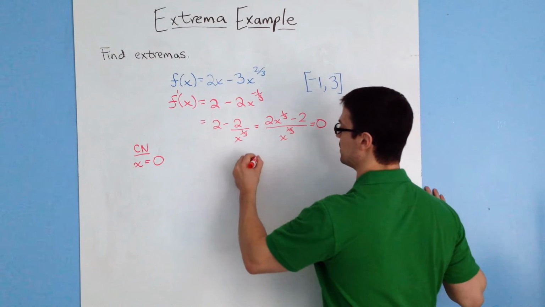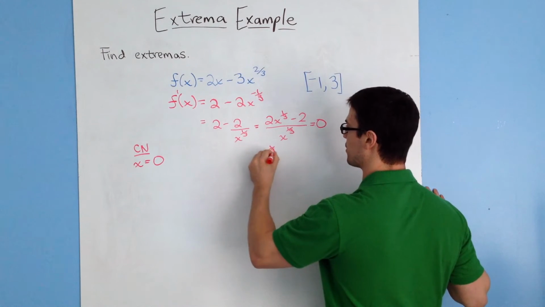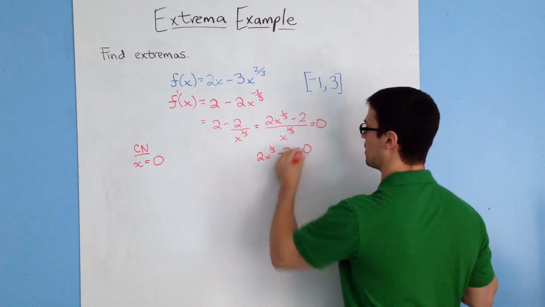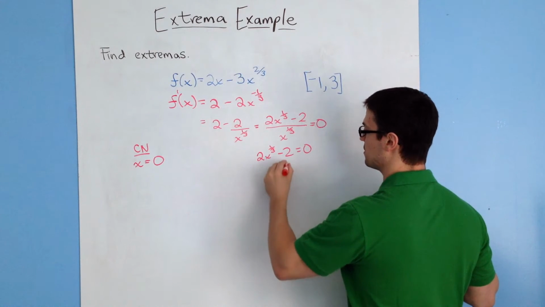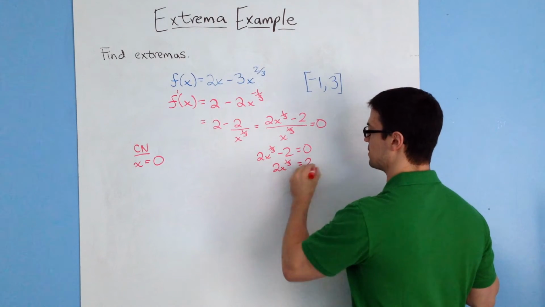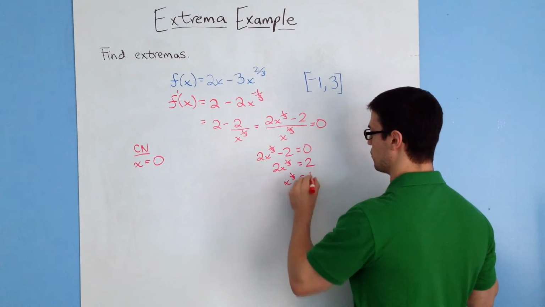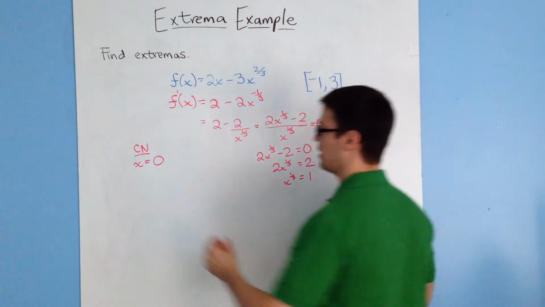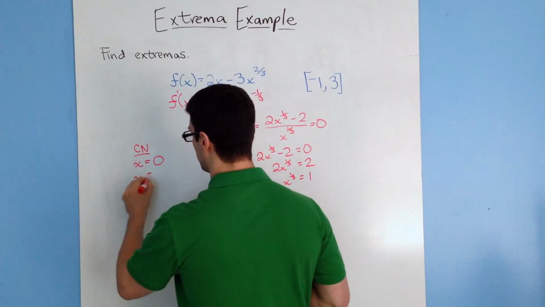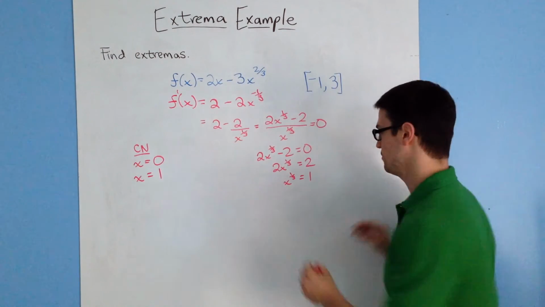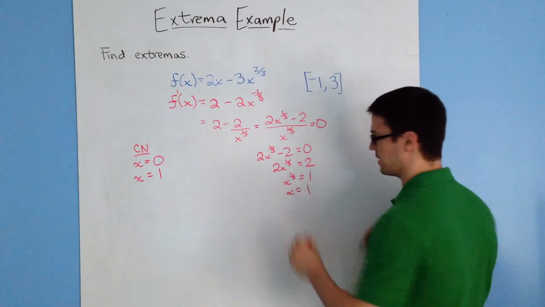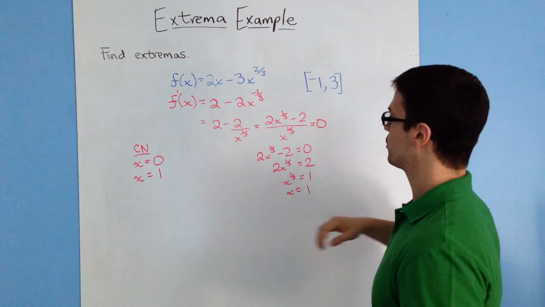So I'm going to put 2x to the 1/3 minus 2 is equal to 0. 2x to the 1/3 is equal to 2. Divide both sides by 2. I end up with x to the 1/3 equals 1. If I cube both sides, x equals 1. So that's another critical number.